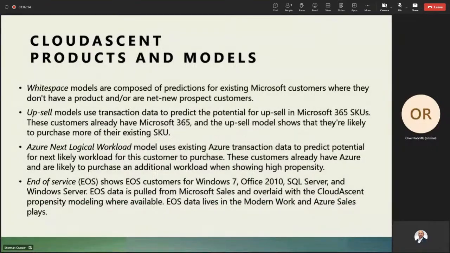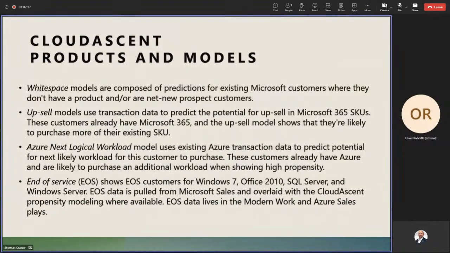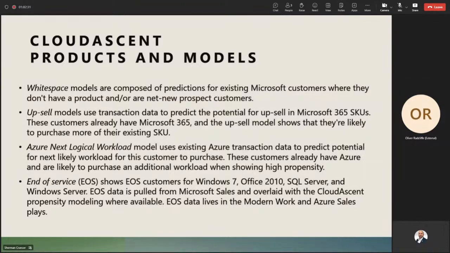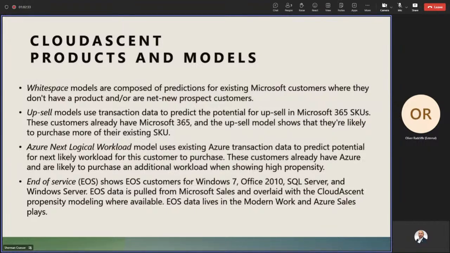Now, the models that they're doing, there's 4 models, right? One is the white space model, which are predictions for existing Microsoft customers where they don't have a product and or net new prospect customers, right? The next one is upsell. Okay, these are for potential upsell opportunities, right?